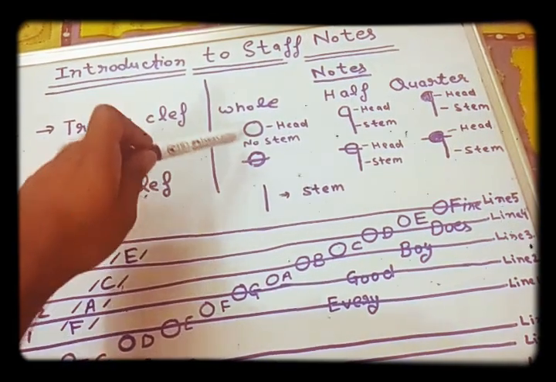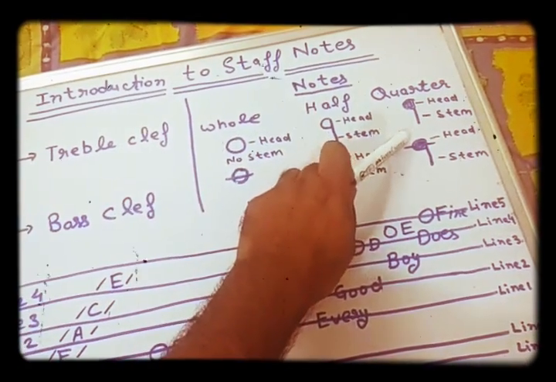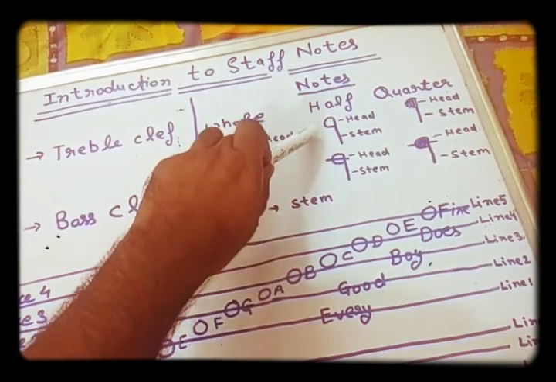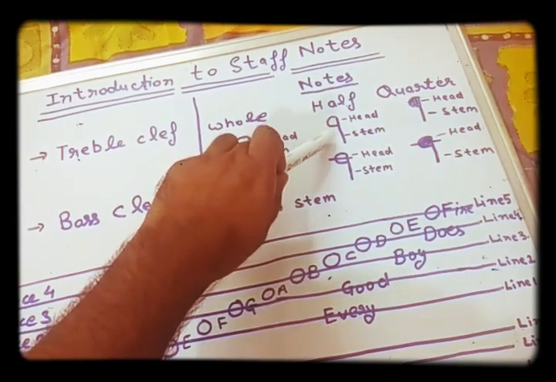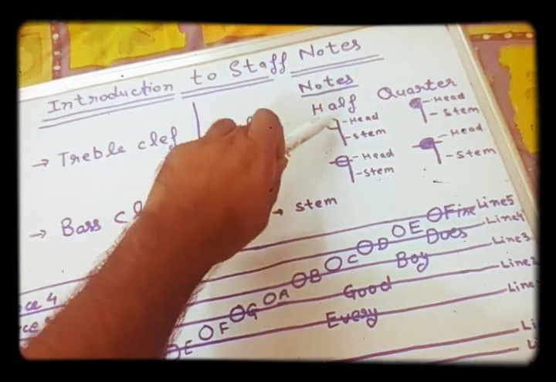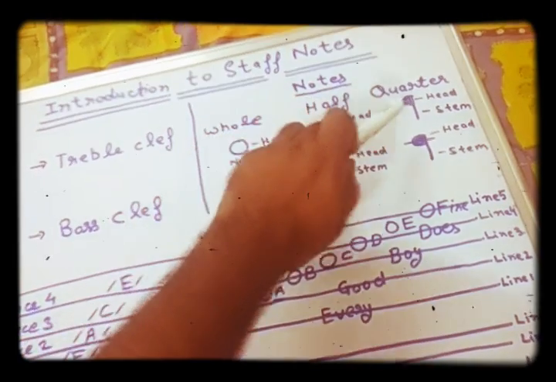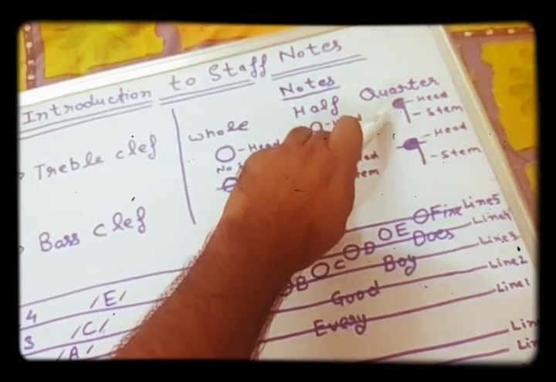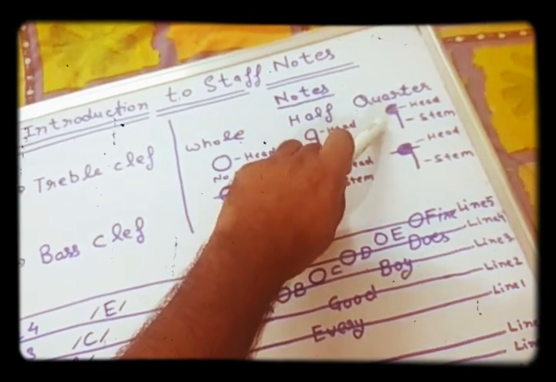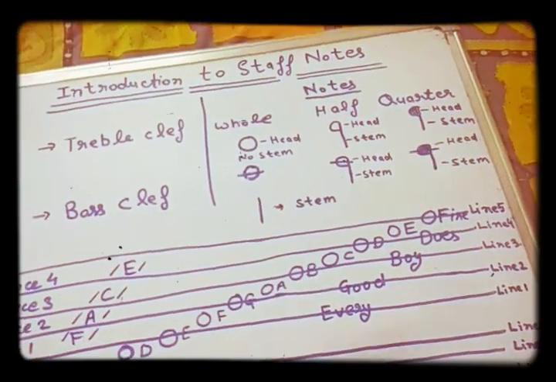So once this line joins the head part, it becomes either half note or quarter note. Let us focus on half note. So this is an unfilled head which also has the stem. So head with stem, and the head is unfilled. And in the quarter notes, we have a filled head with the stem. So this is the sign of quarter notes. We will learn about this at some later stage.